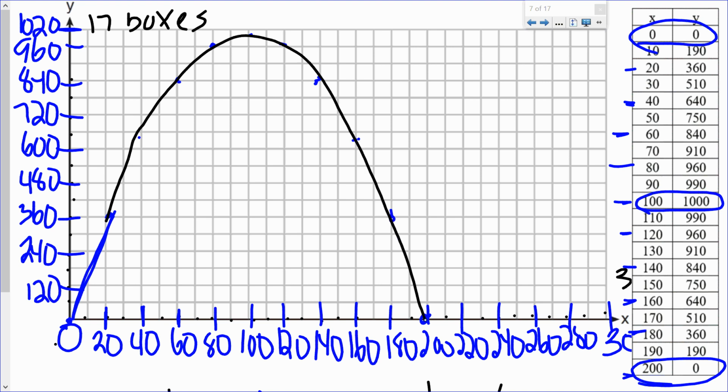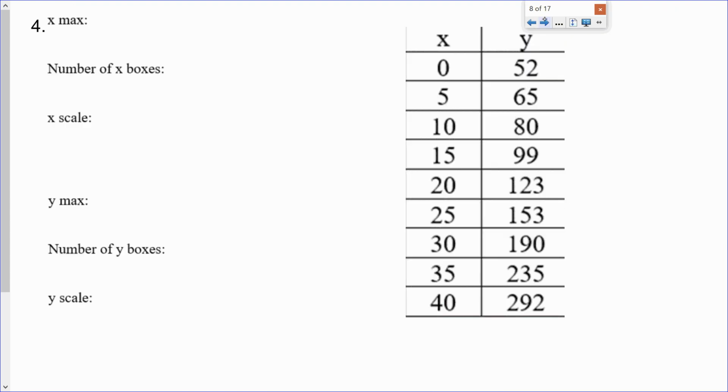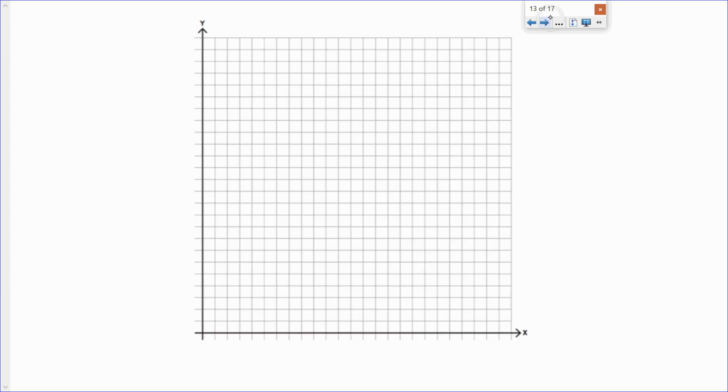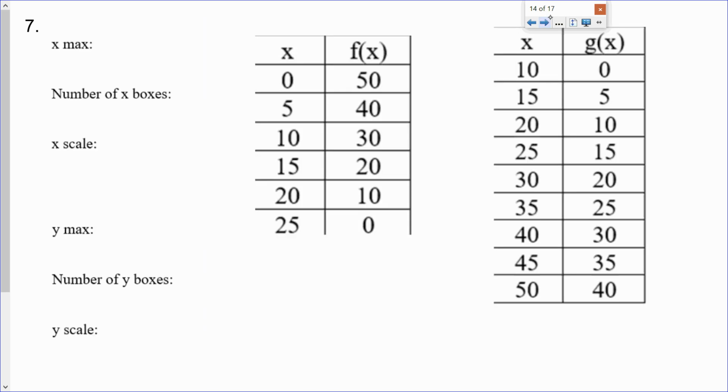And there it is. So again, the main objective of this lesson is for you to get the scale down, to come up with the scale, label your axes, and then plot the points. So I'm just going to do one more with you. Let's do number 7. Number 7 has 2 tables for 2 functions, which means I'm going to be graphing 2 things. We're going to deal with it the same way, but when I come up with my max, I'm choosing the max from both tables.